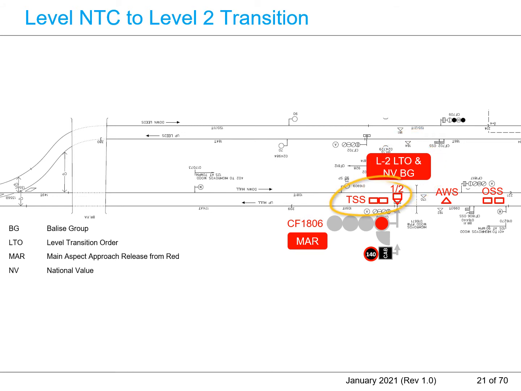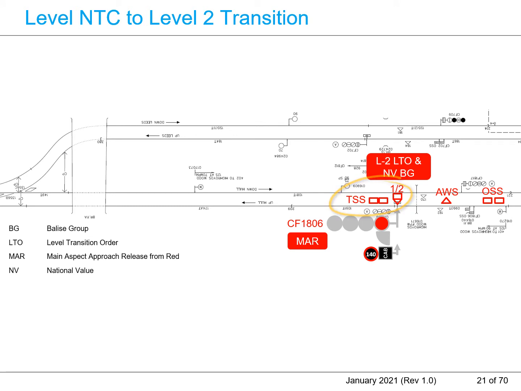TPWS fitment is required for signal CF1806. The current code of practice for TPWS allows the TPWS TSS trigger loop location no greater than 2 meters on the approach side of the signal, and no greater than 6 meters beyond the signal.